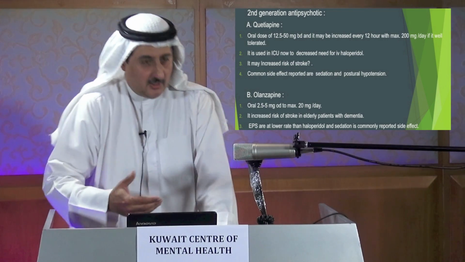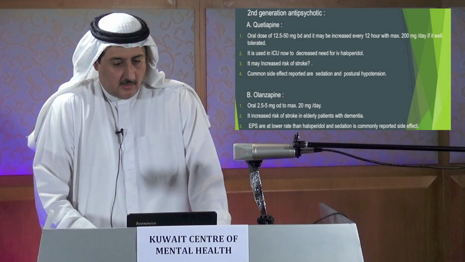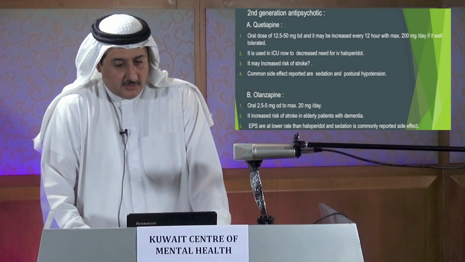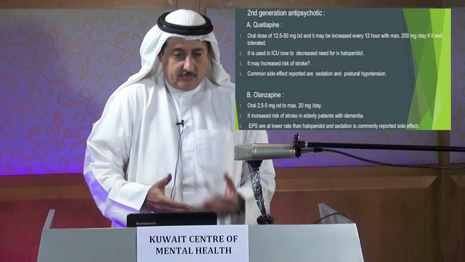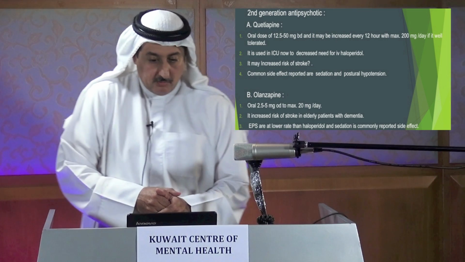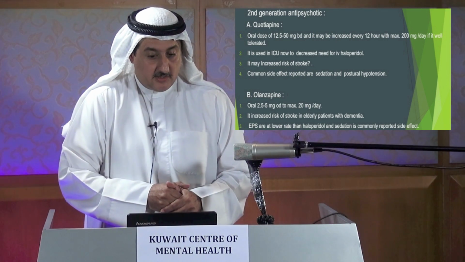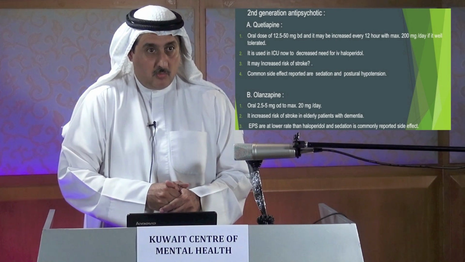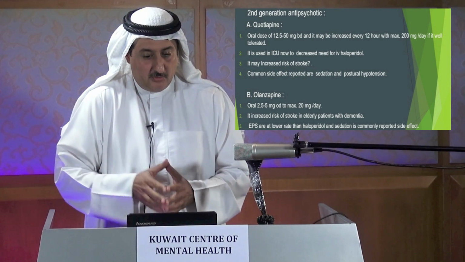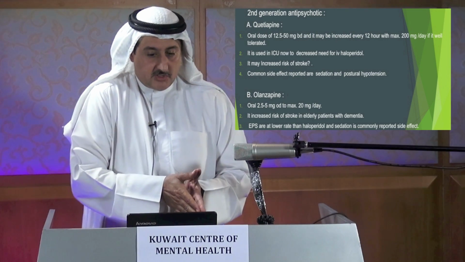The third choice will be olanzapine. They say here you can start with an oral dose, 2.5 to 5 milligrams, maximum 20 milligrams per day. It is evidence-based that it increases the risk of stroke in elderly people more than 65 who also have dementia. You have to watch for extrapyramidal side effects, which can be at a lower rate than haloperidol, but it's mostly known for sedation.